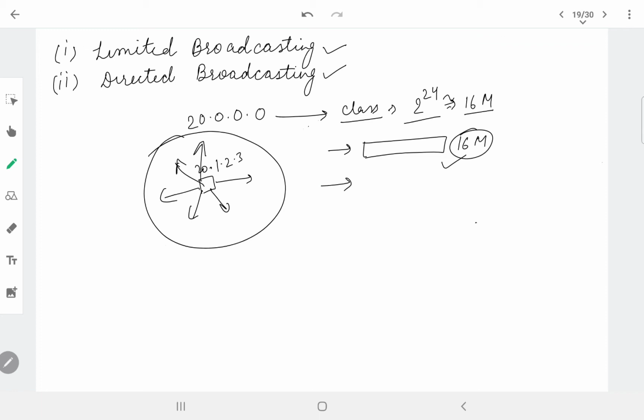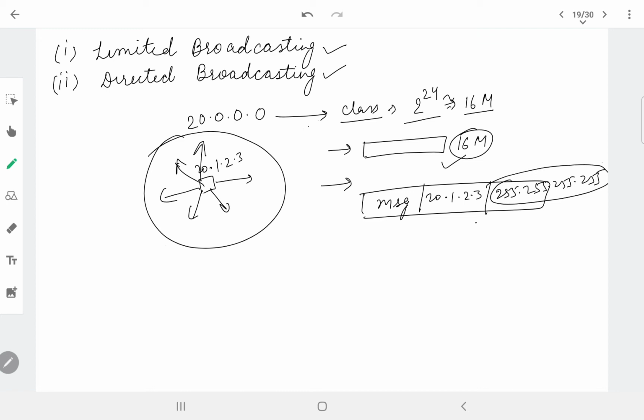So what the source host needs to do is put its message, after that put its address like 20.1.2.3, and in the destination address part, the host needs to put all ones, that is 255.255.255.255. When we put this number in the destination address, the packet will automatically go to each and every host present in that network. Now let's see what happens in directed broadcasting.